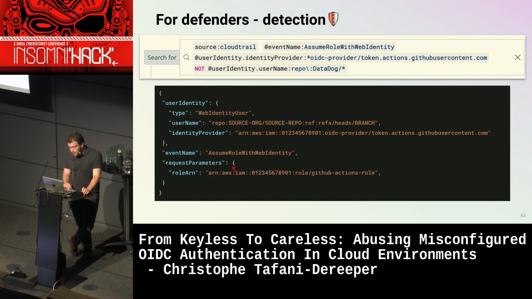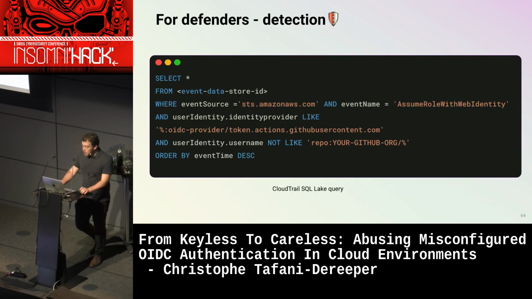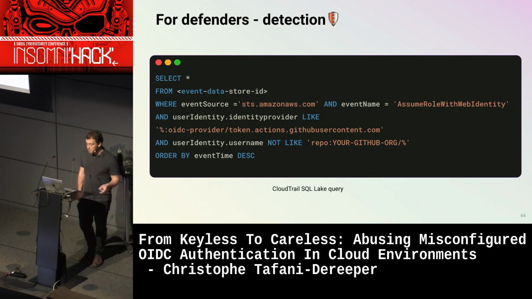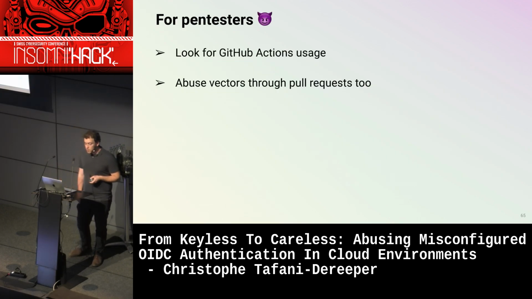So if you look at these events and you exclude everything that comes from your organization, you will find if anyone has tried or successfully assumed one of your roles. And this is typically what you would use if you want to do it tactically. CloudTrail SQL Lake is the way that you can use basically SQL to query CloudTrail inside AWS.